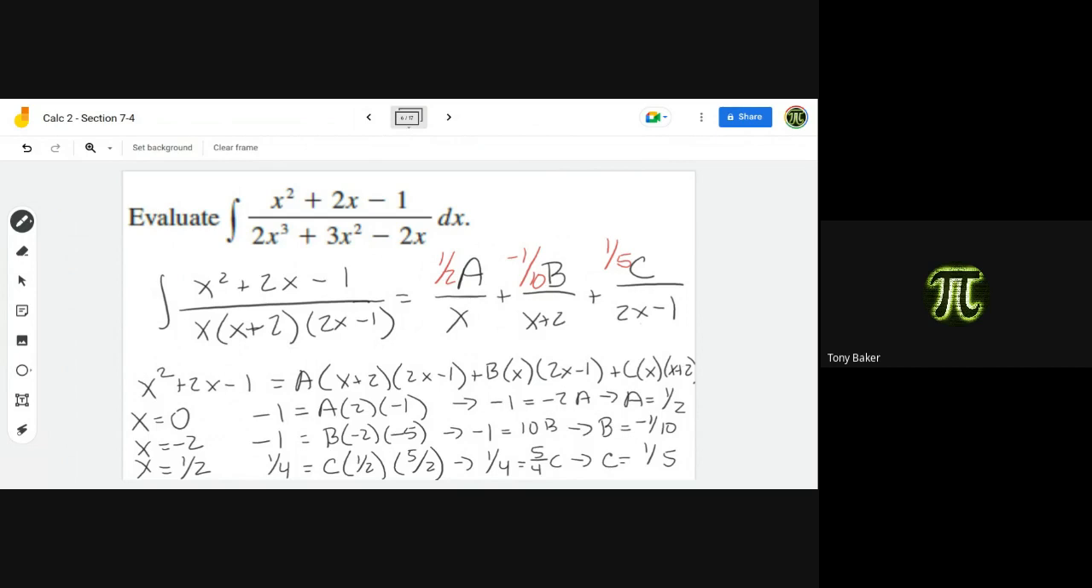So x squared plus 2x minus 1 equals A times (x plus 2)(2x minus 1) plus B times x(2x minus 1) plus C times x. Right. So I know that this numerator has to equal whatever that comes out to be. Now, the actual new process that we're coming up with is I just need to find out what A, B, and C are. And this is where I did this method here. And that's how I got those three values.